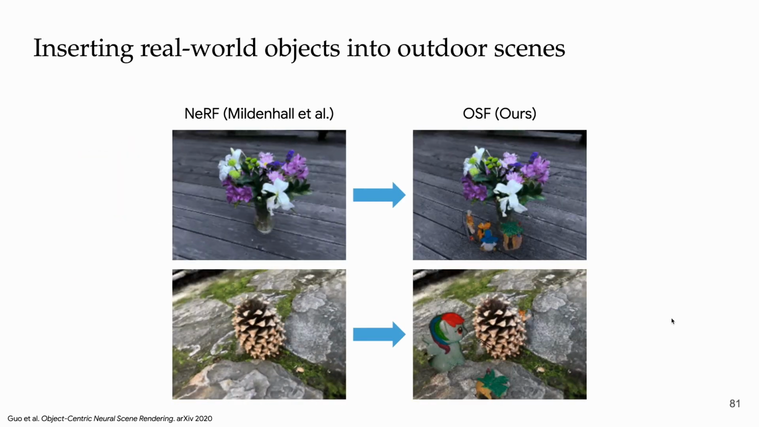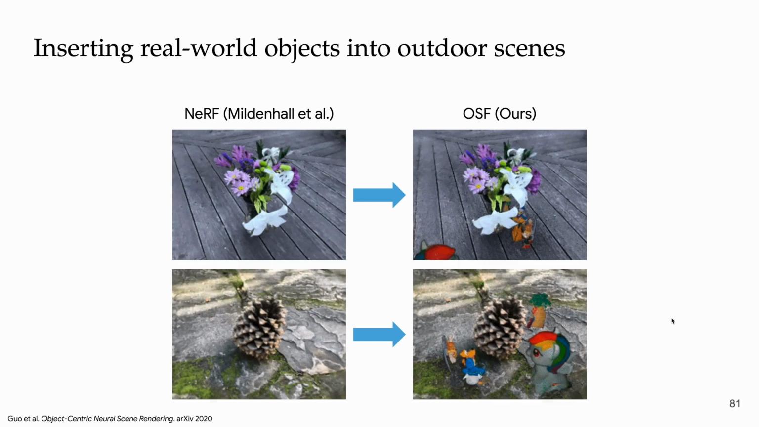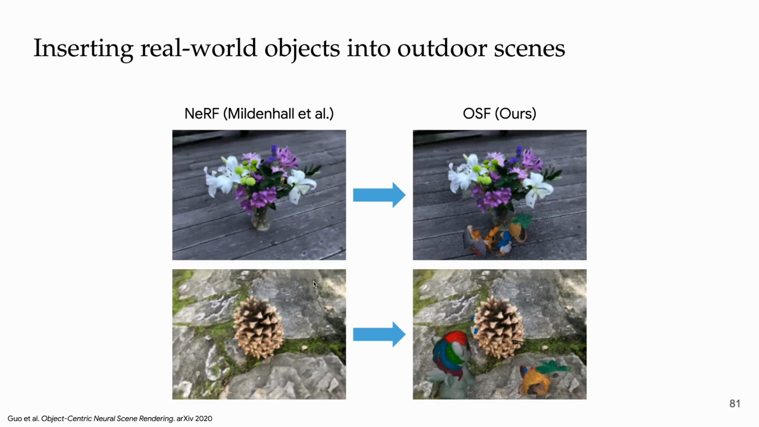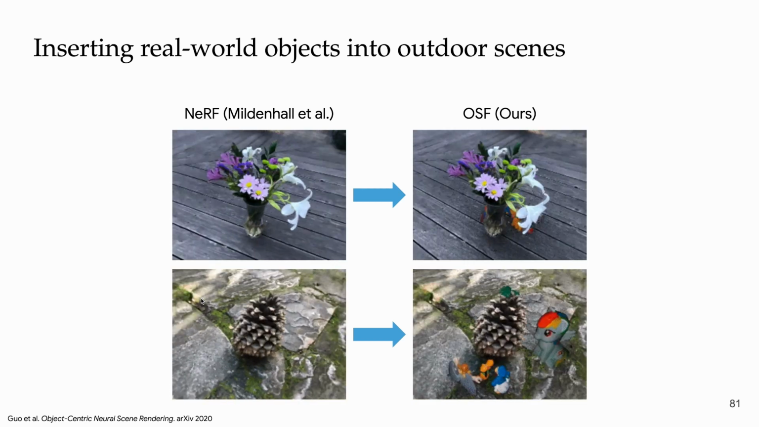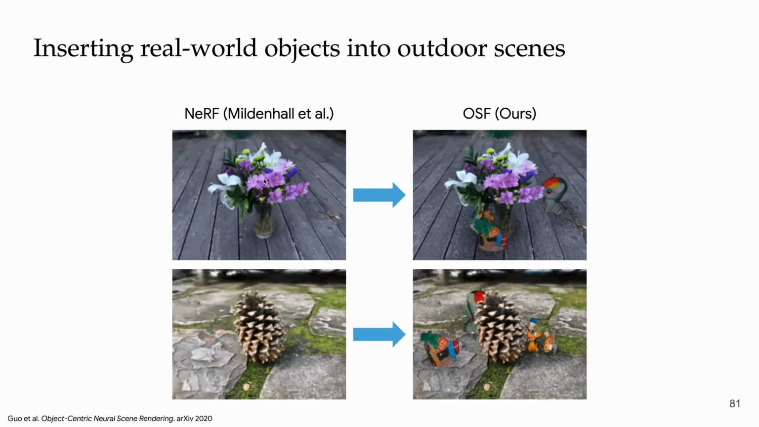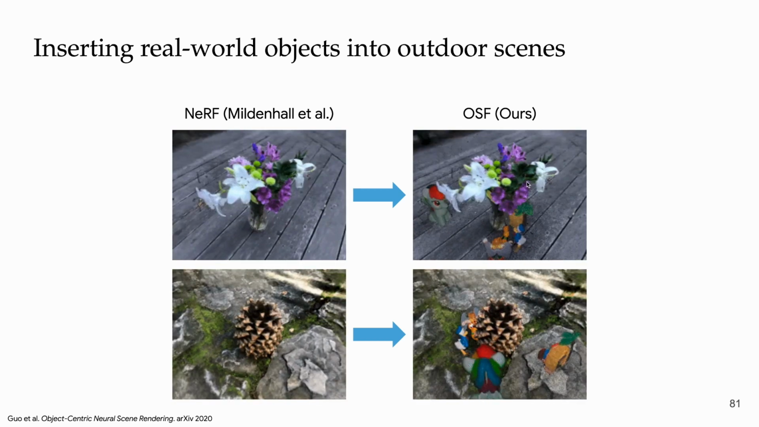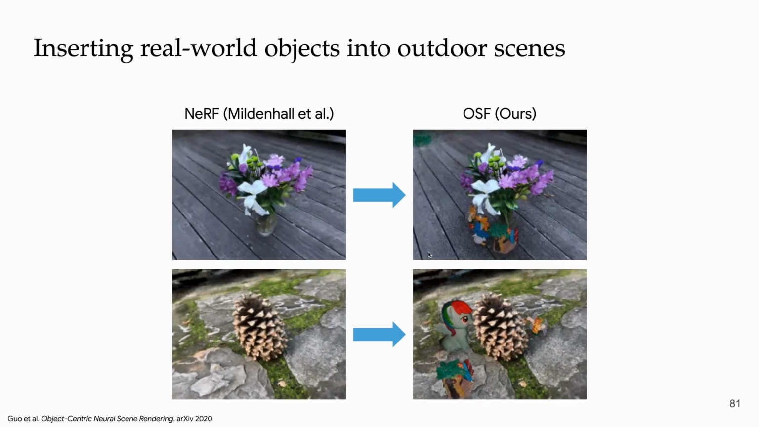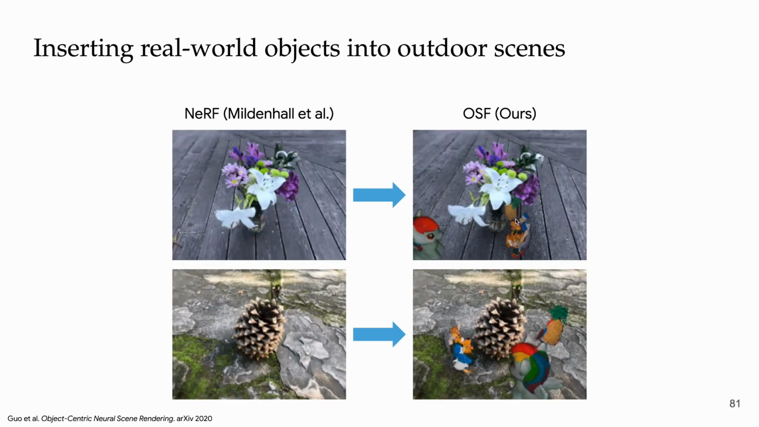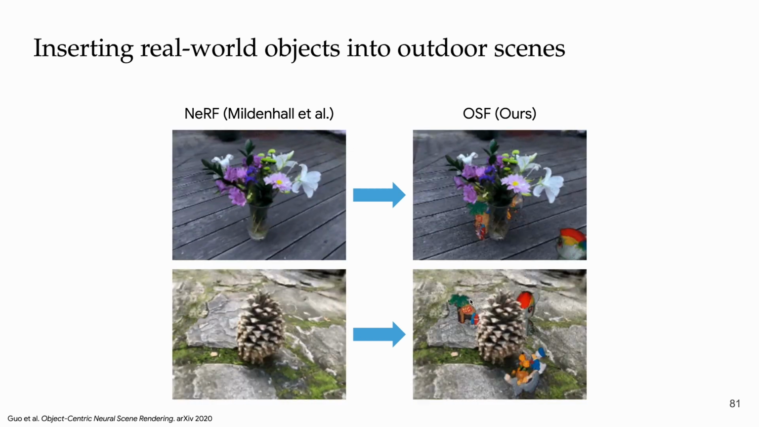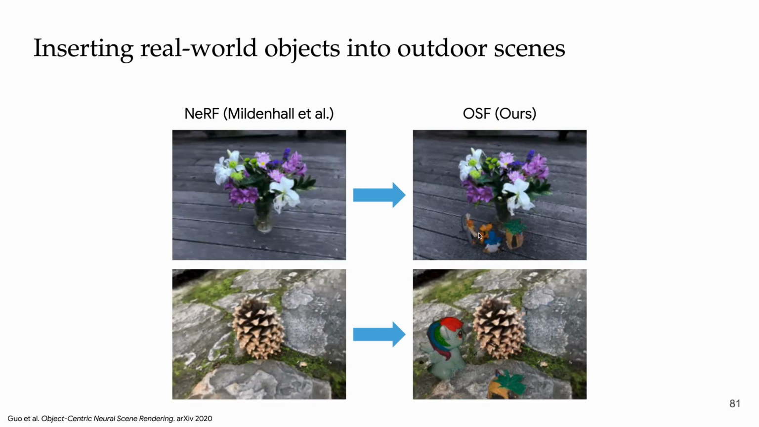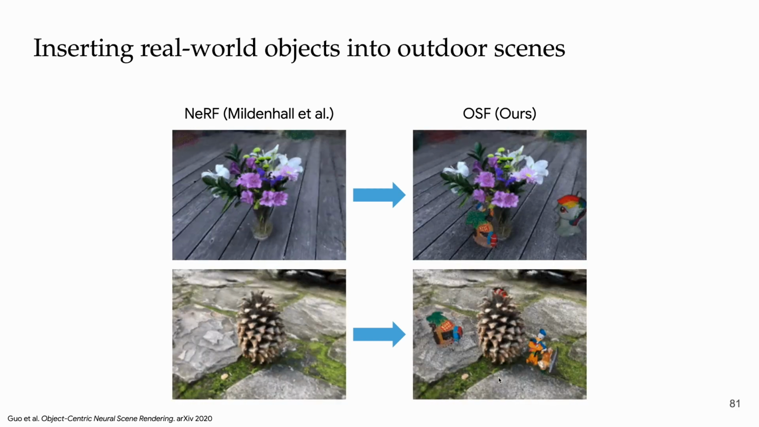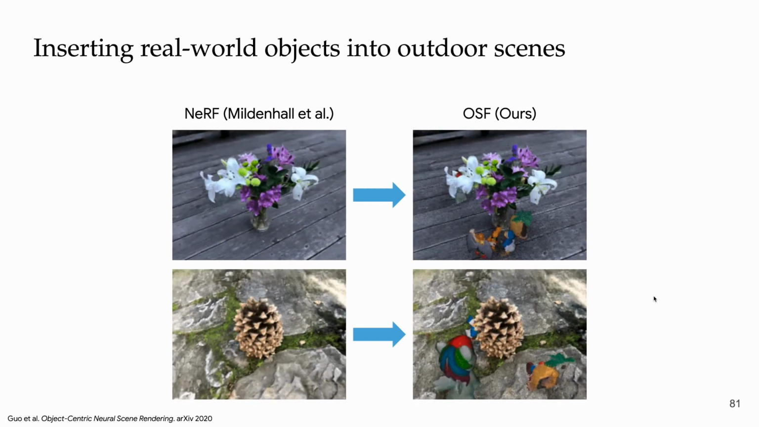Finally, we show results on inserting these three objects into real-world scenes. These two are real-world outdoor scenes from the NeRF paper, and we show that we're able to insert additional real-world objects into these real-world scenes. It really demonstrates the power of only having to train OSFs once for the lifetime of all of these different objects, but being able to reuse them infinitely many times to create a variety of different scenes.